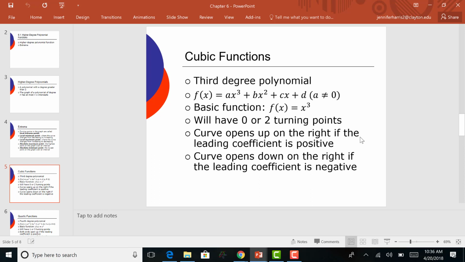The basic, when they say the basic function, the simplest one that you could have is this one. That's the simplest cubic function you can have. So simplest cubic function is y equals x to the 3rd power. Okay? Now, this one specifically says how many turning points could it have? Nothing in between, nothing else. So either it's got 2 or none.